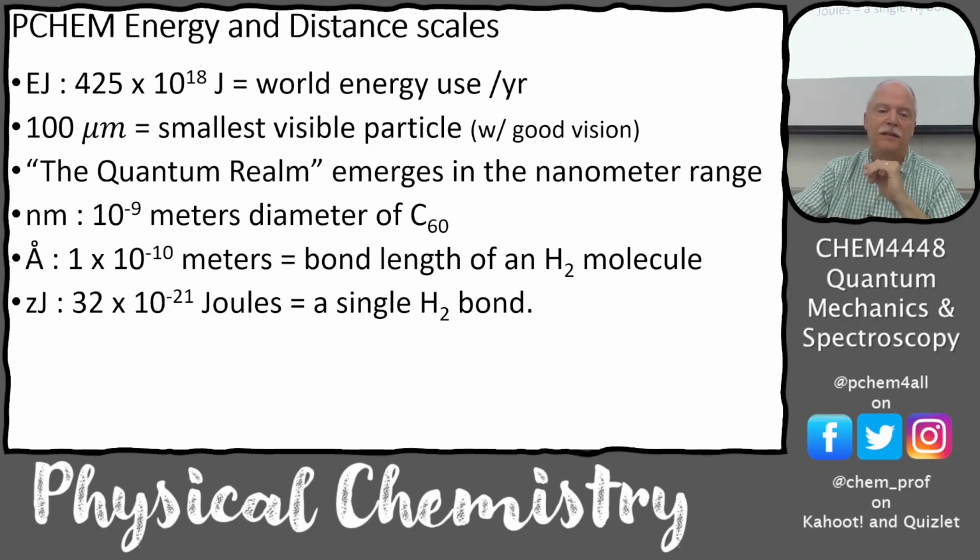And then the smallest energy, essentially in terms of a chemical bond, would be a single hydrogen bond at 10 to the minus 21 joules. That's a zeptajoule. Okay, so they have these prefixes for every 3 powers of 10.